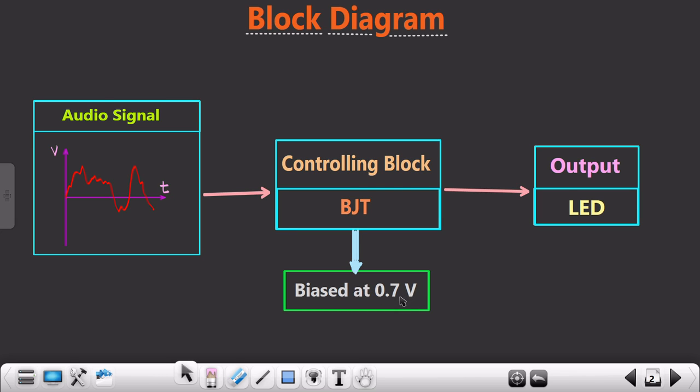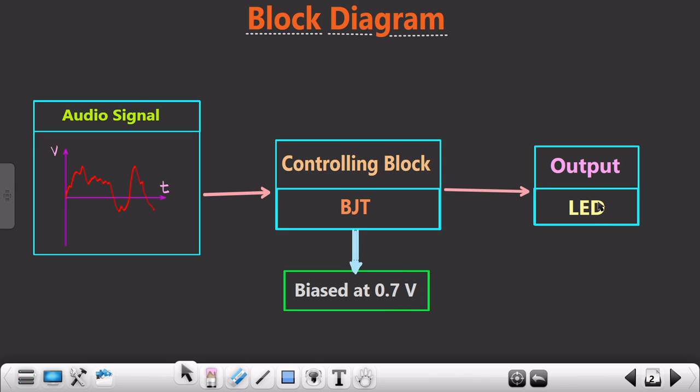And we have to bias this BJT in such a way that it is almost equal to 0.7 volts. That means the input voltage, the voltage between the base and emitter, should be exactly equal to 0.7 volts. The reason I will tell you later on, but as of now, just understand that we need to bias this particular transistor at 0.7 volts only. We need not go above or below 0.7 volts.